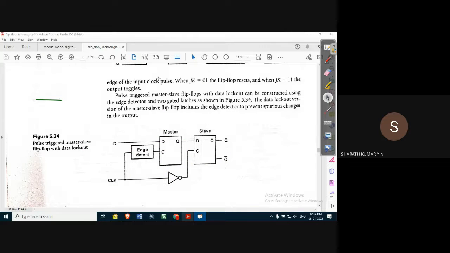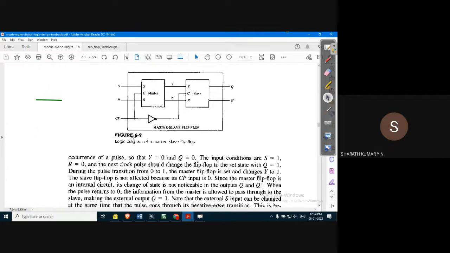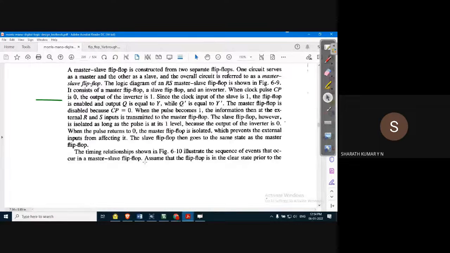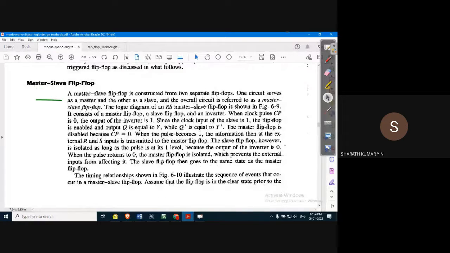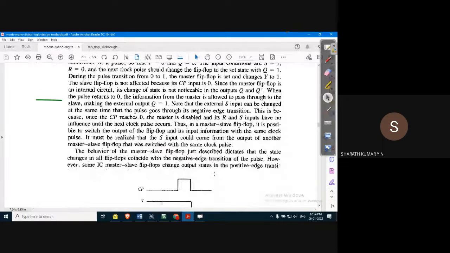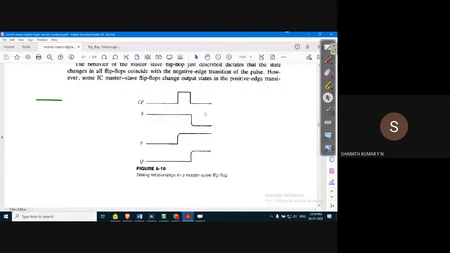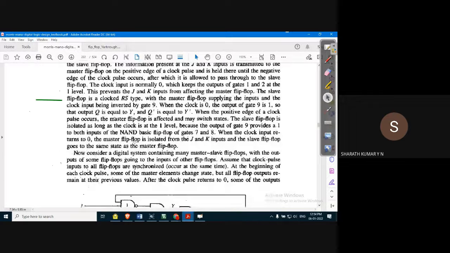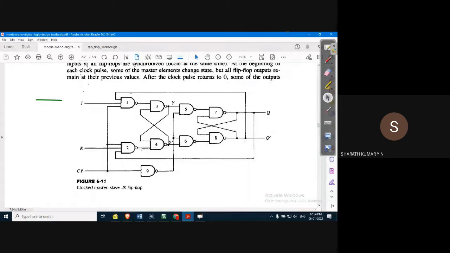The same thing is explained here. Go through this document, guys. Basically it's an edge triggered flip-flop. Here master slave is explained, then the edges are explained. This is a timing diagram. As the input changes, output is also going to change. This is the master slave JK flip-flop in terms of the logic diagram.